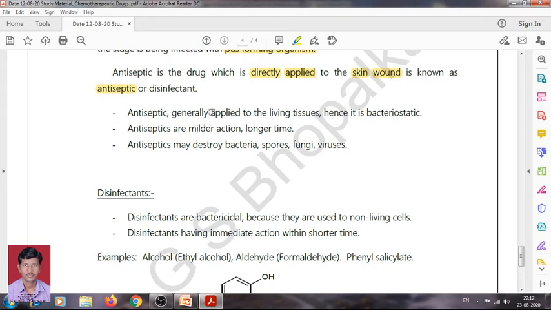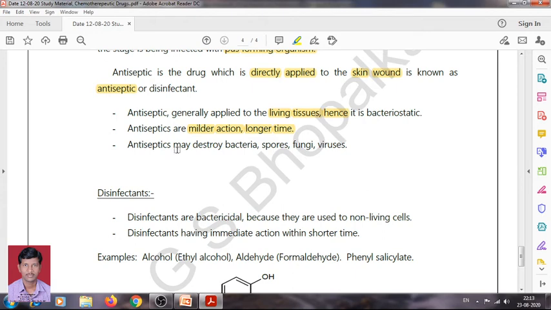This antiseptic is generally applied to the living tissues. That's why it is bacteriostatic. What is bacteriostatic? It means which inhibits the growth of bacteria. And antiseptics are milder in action, but they work for a longer time. It has very mild action, but it will work for a very long time.